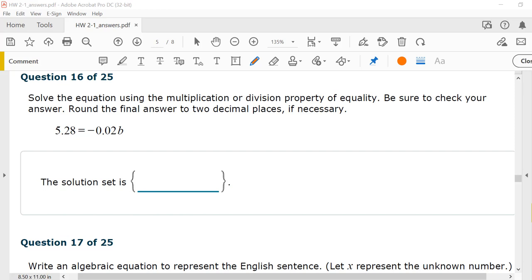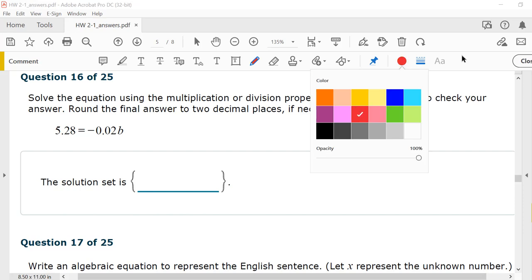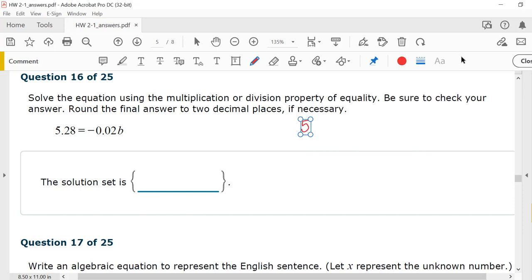Number 16 says to solve the equation using the multiplication or division property of equality, and it looks like we're going to have some decimals. So we have the number 5.28 is equal to negative 0.02 times b. To get b by itself, I want to divide both sides by negative 0.02.